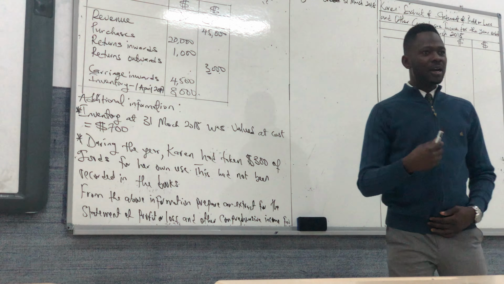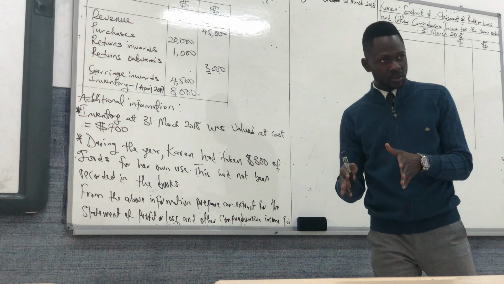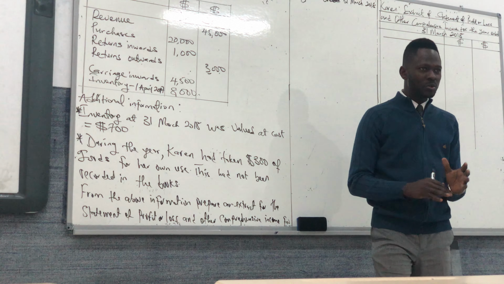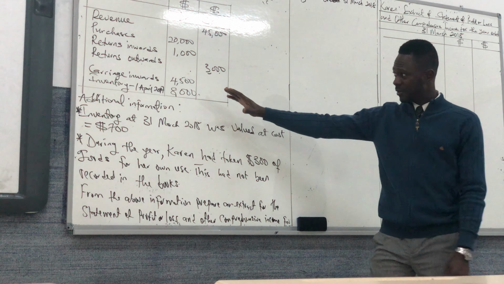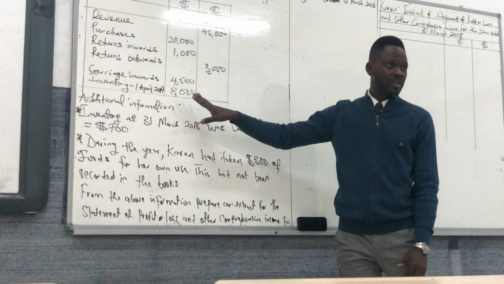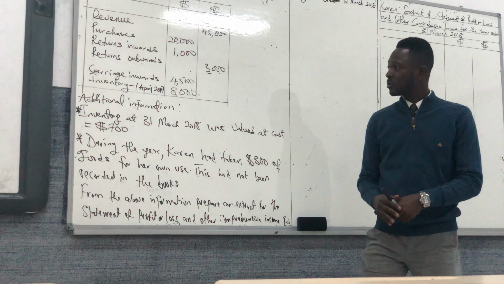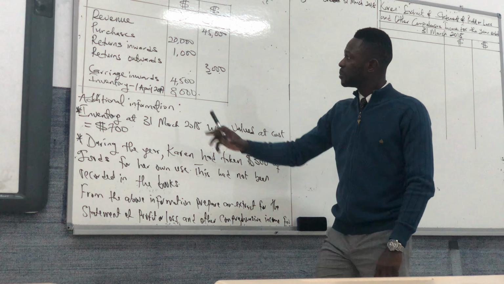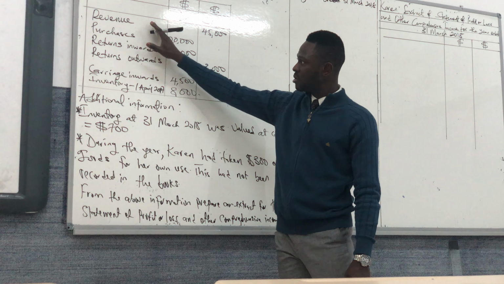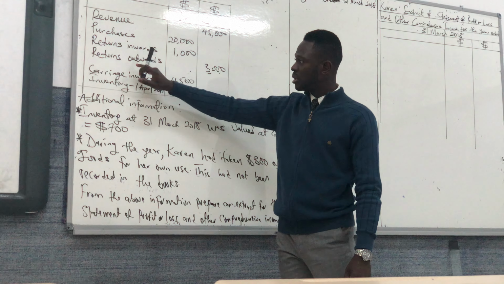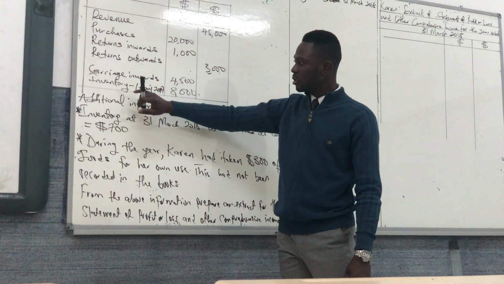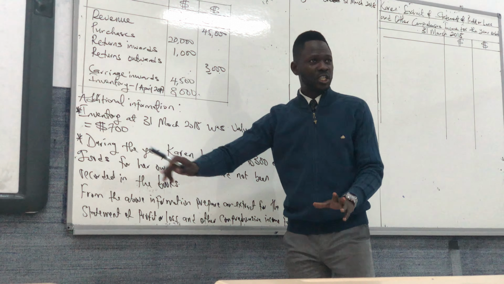Still on trading account, statement of profit or loss, and other comprehensive income for the sole trader. So we have information from Karen, who is a sole trader. She provides us with this information: revenue, purchases, returns inward, returns outward, carriage inwards, and inventory. Then we have additional information.